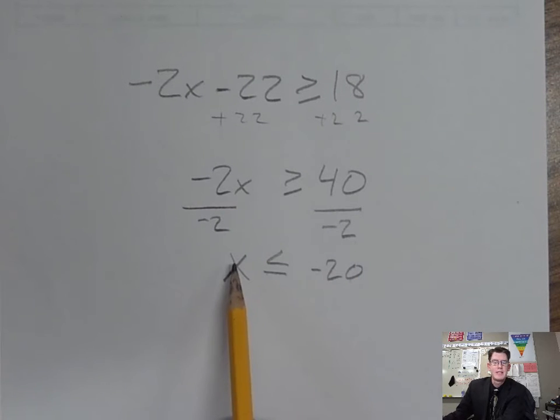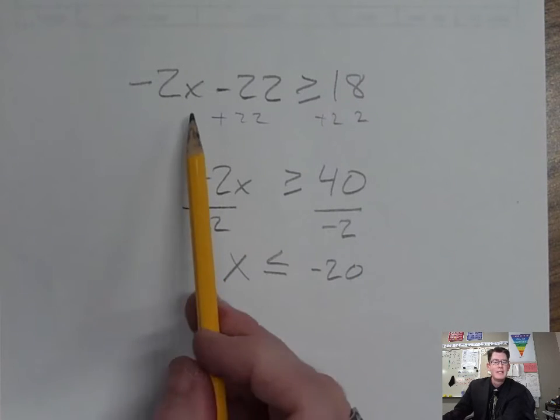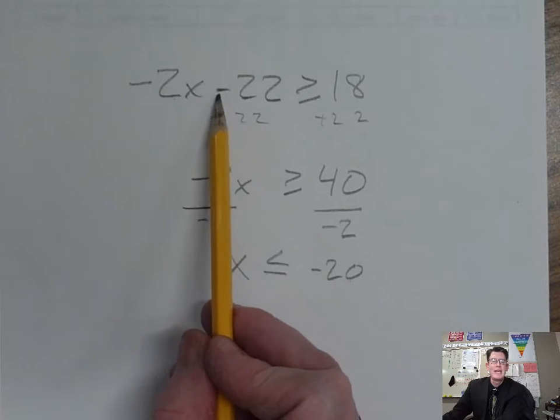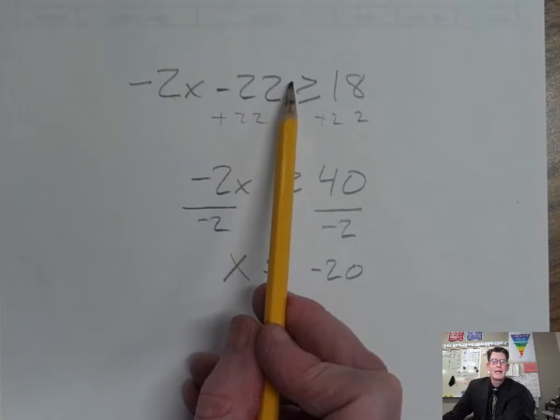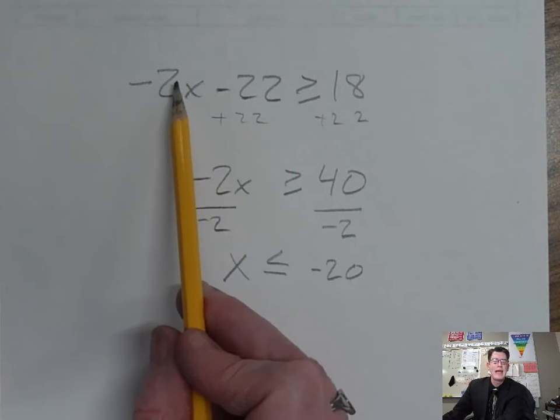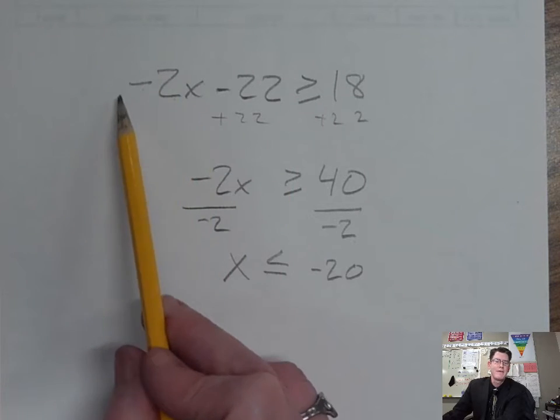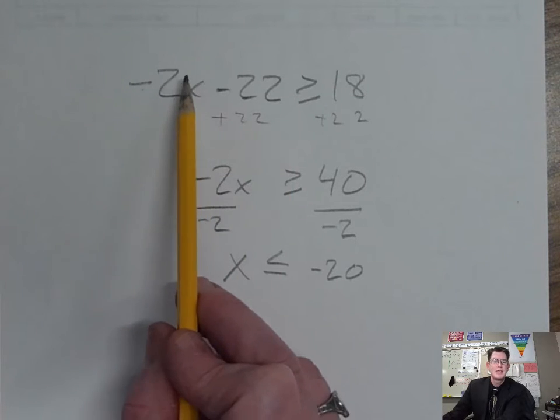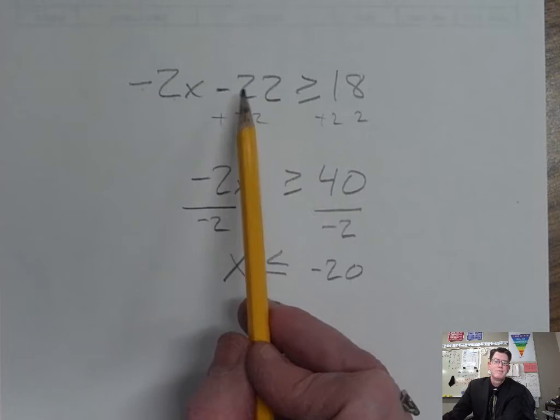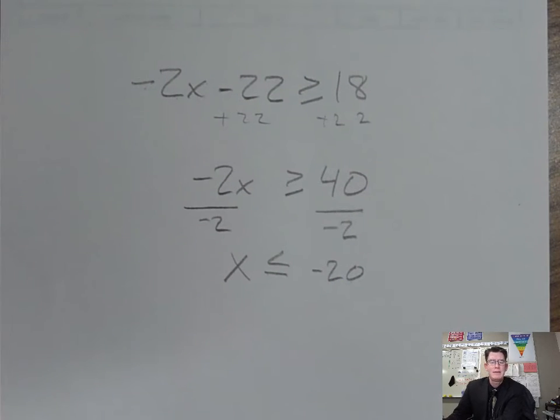So what if x is like negative infinity? 2 times negative infinity and then a little more. The negative infinity times a negative makes it positive. So we're at positive infinity minus 20. Is that bigger than 18? Yes, it is. So we did it right.